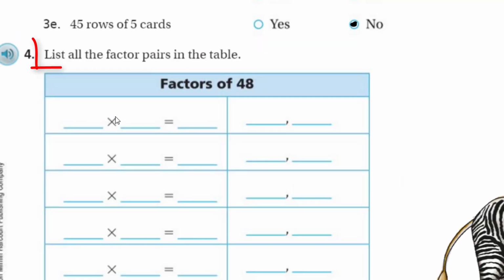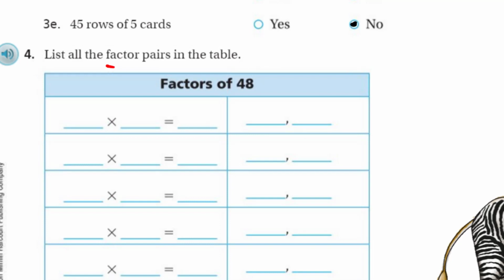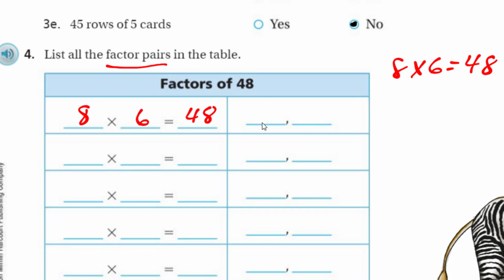Okay, now we move on to, it says list all the factor pairs in the table. Factor pairs. That's another way to say that you have a factor times a factor equals a product, like 8 times 6 happens to equal 48. There's one already. So I'm going to go ahead and put that one in there just because I just thought of it. That's the equation. Though the really obvious one is just 1 times 48, right?